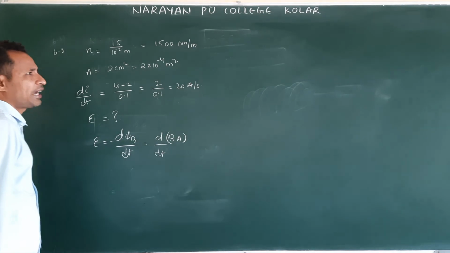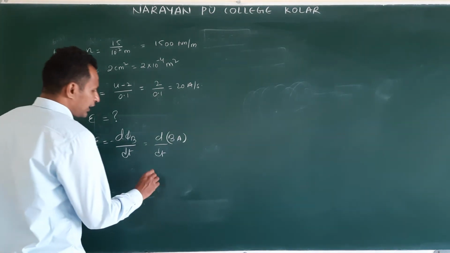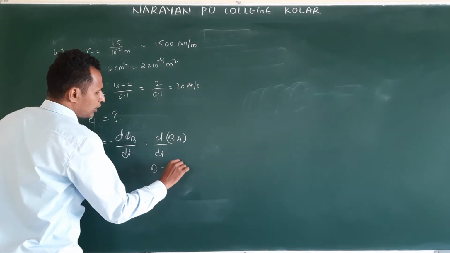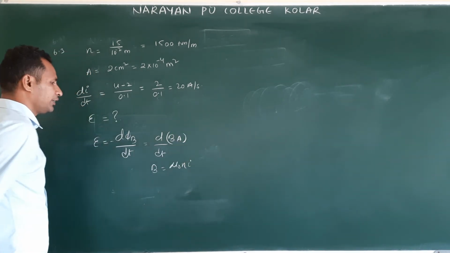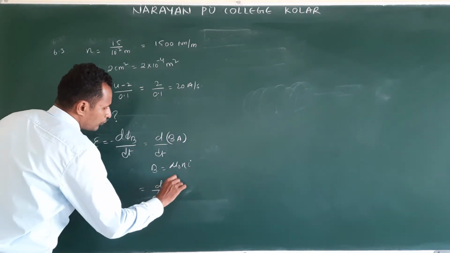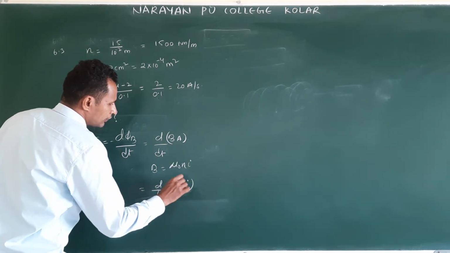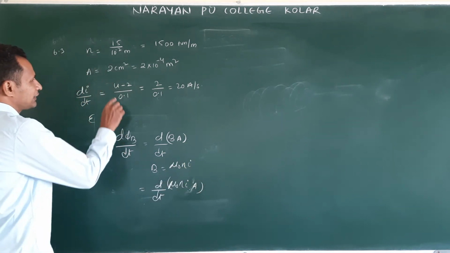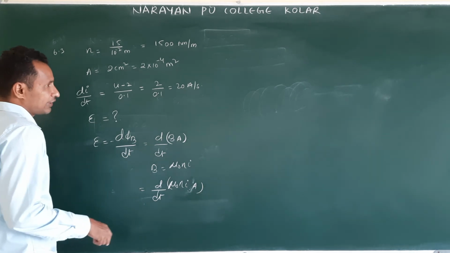Which is producing the magnetic field? A solenoid. The solenoid magnetic field formula is B equal to mu naught N I. Then this will be d by dt of mu naught N I A. Clear? But what is changing? Only the current is changing. All the remaining quantities are constant.